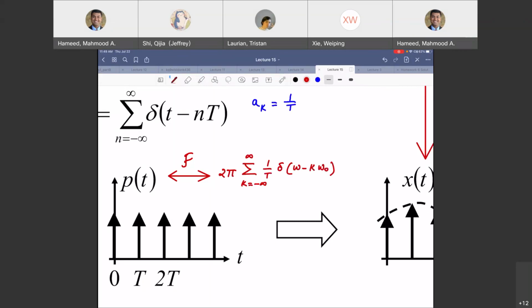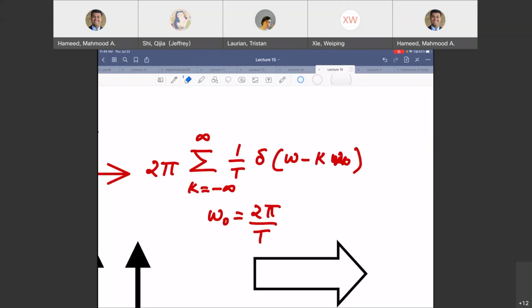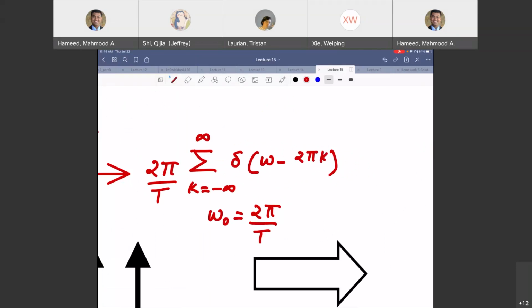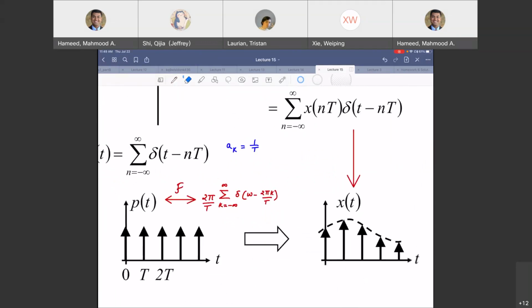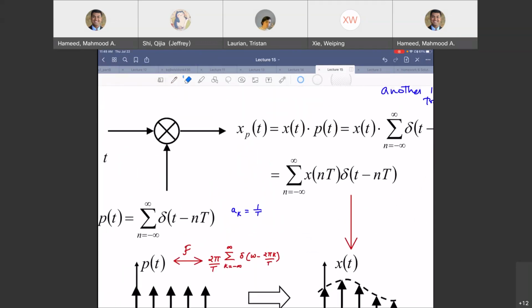Can you guys tell me what omega naught is going to be? 2 pi divided by T, right? Time period is T. Omega naught will be 2 pi divided by T, right? So you can put that in here. And I can actually bring this out here. Instead of saying k times 2 pi over T, I will just say omega minus 2 pi k divided by T. You guys okay with that? That's the Fourier transform of your impulse train, right?